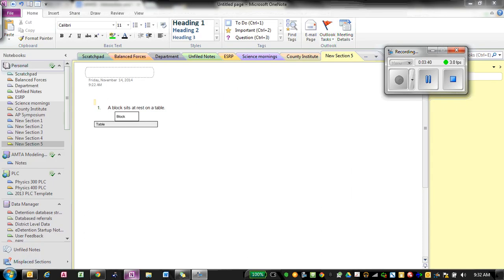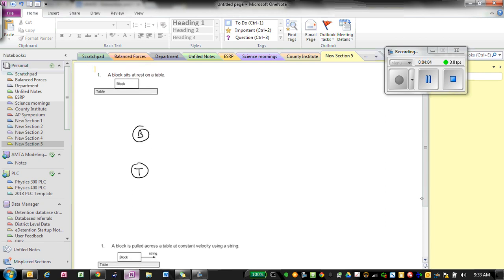Okay, so here you can see a block resting on a table, and this is number one on your worksheet. So the first thing I'm going to do is represent these objects as symbols and circles, and those will be the abbreviations that we'll use throughout this problem. So we have a block, B, it is over a table, T, and then the entire Earth will be down here below all of that stuff.